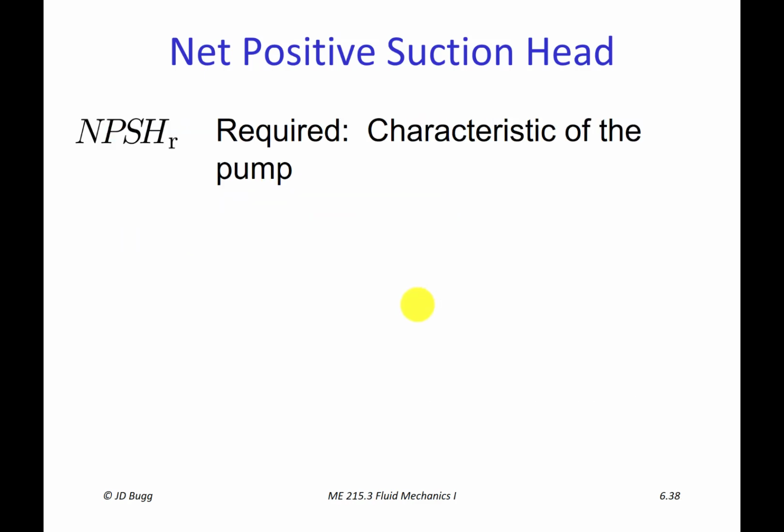Now there are two different numbers for the net positive suction head. One is a characteristic of the pump and one is a characteristic of the piping system. The first of these that we're going to talk about is NPSHR, or net positive suction head required. That's a characteristic of the pump. So when we're purchasing pumps or looking at pump curves, there will be information in there on the NPSH requirements of that pump. This is telling us for this particular pump design, what positive head does it need at the inlet to make sure that cavitation doesn't happen within the pump.